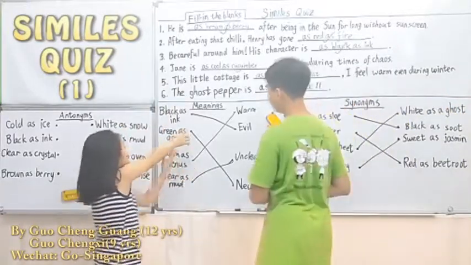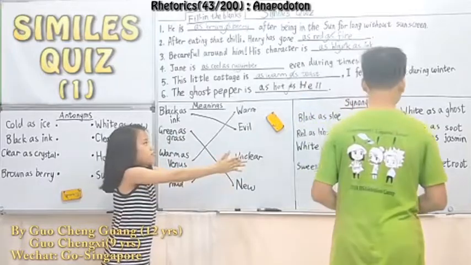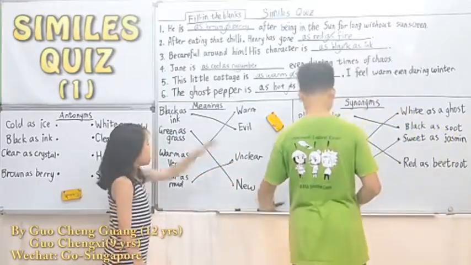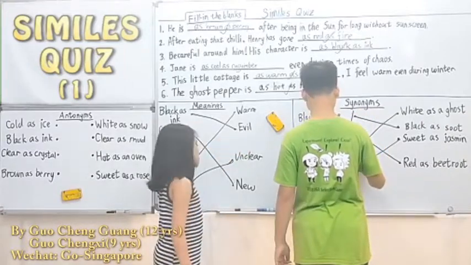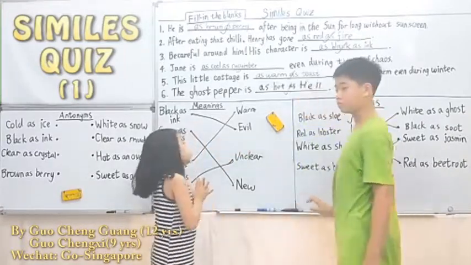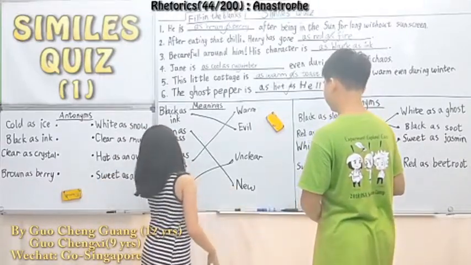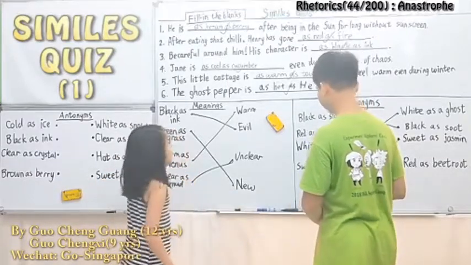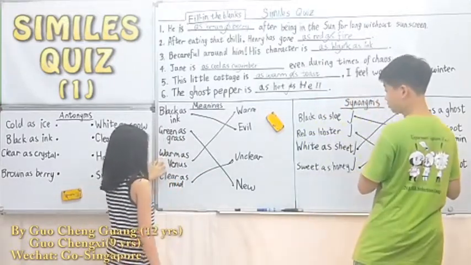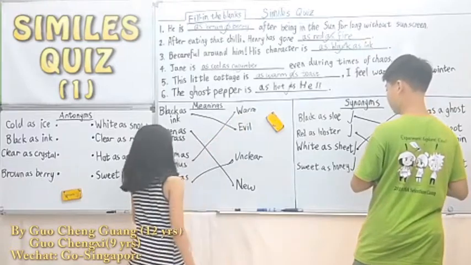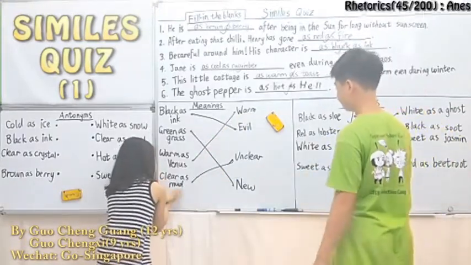Now the next one. As black as ink means evil, green as grass means new, although sometimes you see glass green, but it means new. The other ones: as warm as Venus means warm, as clear as mud means unclear. Although here it says clear, but this is mud.